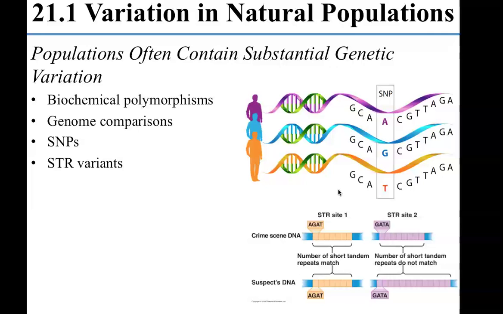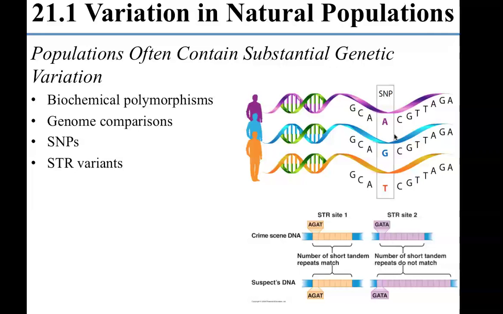So if someone has an A and their father has an A at this site, or if someone has an A but their father has a G at this site, then that's one data point that you can use to try to determine paternity. Another tool that we can use is STR variants.